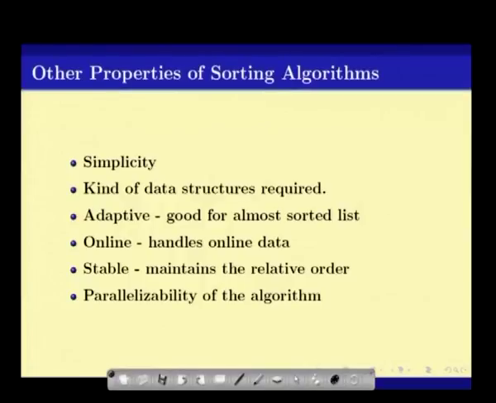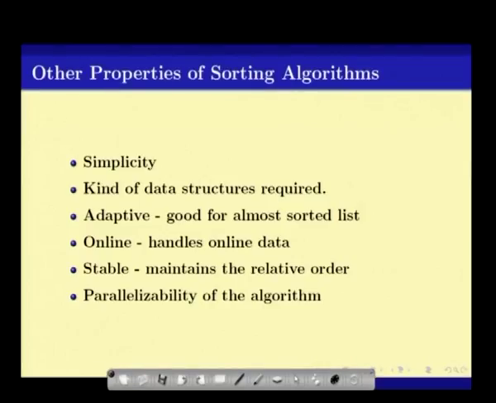Then there is this thing of parallelizability. In the modern world, we are moving from a single computer to distributed computing or parallel computing, where we have lots of computers connected to a network, and all the CPUs can be used to help us in sorting something or solving some problem quickly. An algorithm should be efficient enough to be made parallel to use the distributed network system. Which of these algorithms can do it is a very important question.